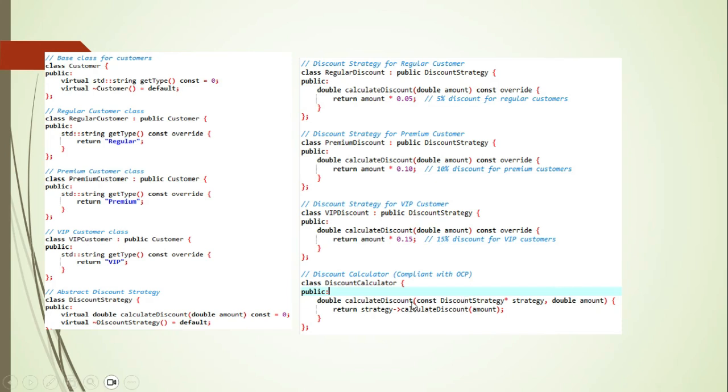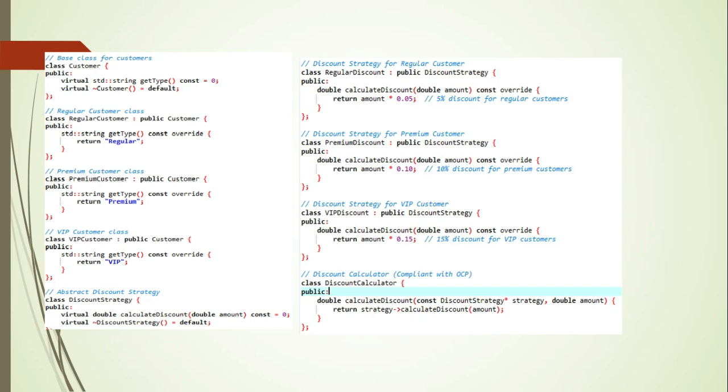This one calls the calculate discount function of the specific strategy to compute the discount. Then we have strategy calculate discount amount. In C++, this arrow operator is used to call a method on the object that the strategy pointer is pointing to. This is polymorphism in action at runtime. The correct calculate discount method will be called depending on which derived class the strategy points to.